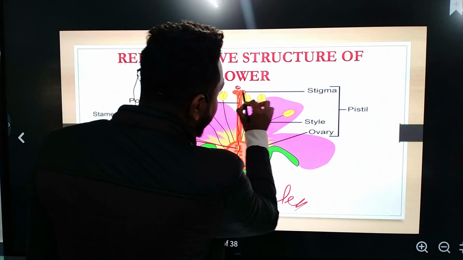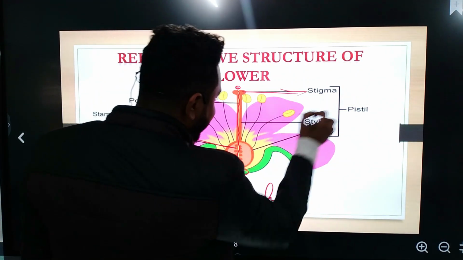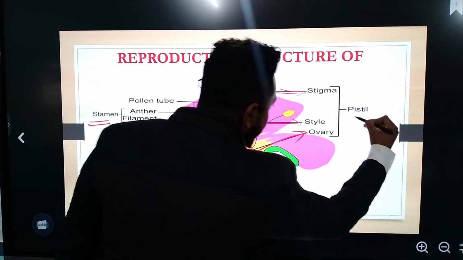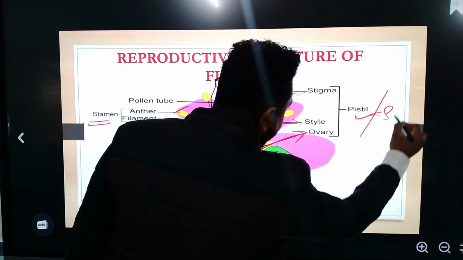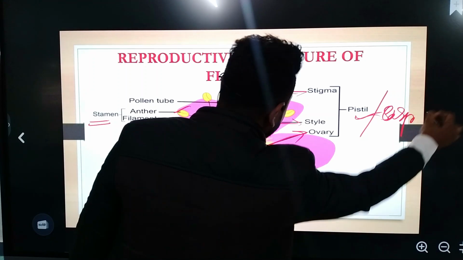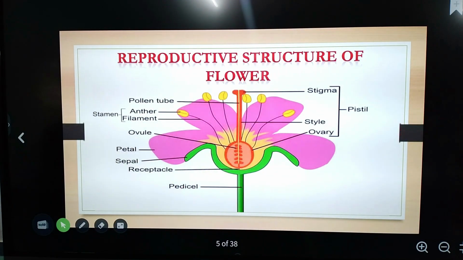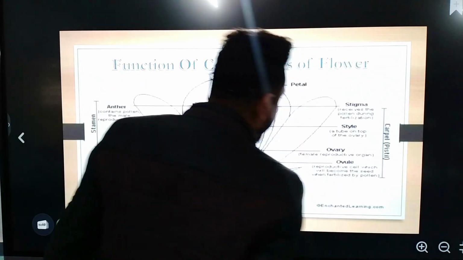So now this is another important part. This is the female part of the flower, that is the stigma. This is also known as the style. This is known as the ovary, and they constitute the pistil, which is also known as the carpel. Very good. So now let's move to the next slide of today's presentation.